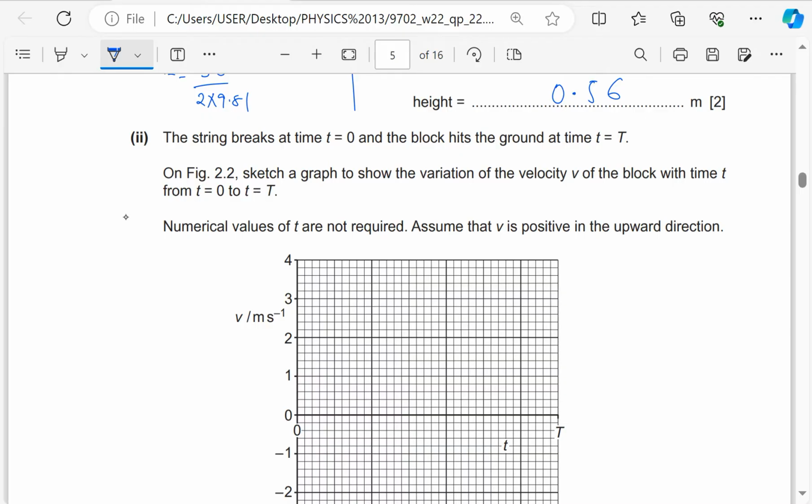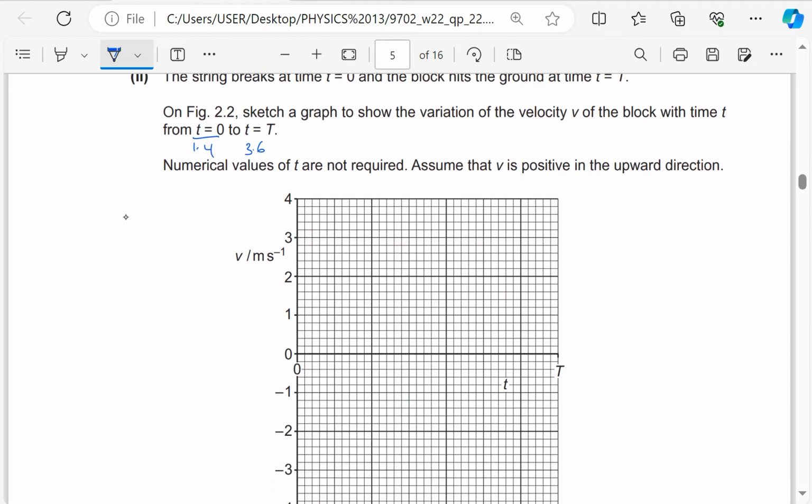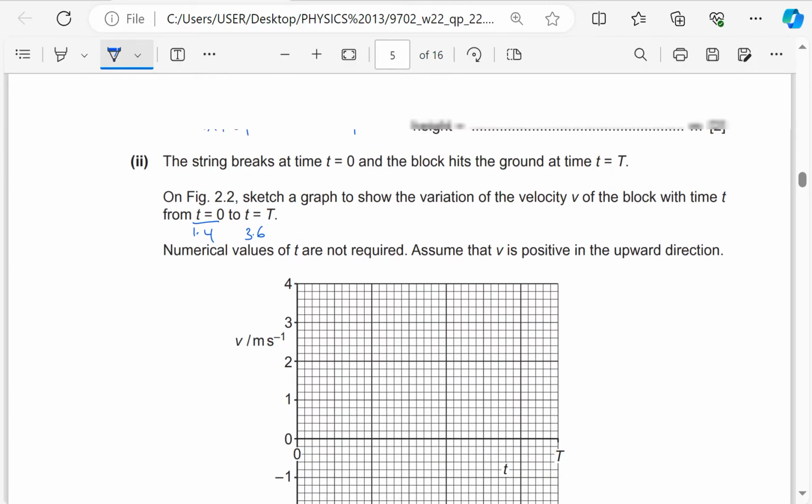The string breaks at time t equals 0 and the block hits the ground at time t equals to capital T. On the figure, sketch a graph to show the variation of the velocity v of the block with the time t from t equals to 0 to t equals to capital T. Remember, t equals to 0, v is 1.4, and at time t equals to capital T it hits the ground, v is 3.6. So the graph should start from 1.4 and stops at 3.6. But remember, it comes back, so this is going to be negative.